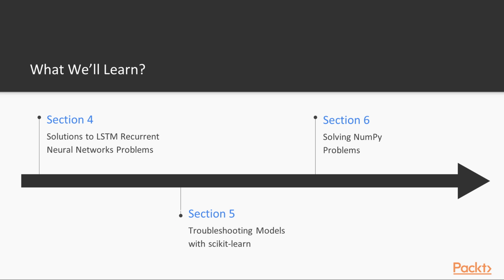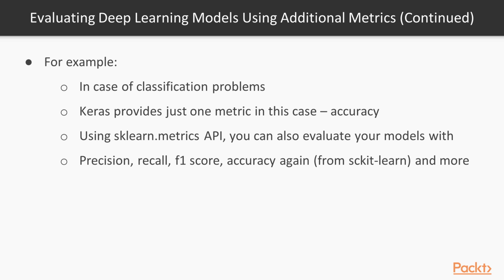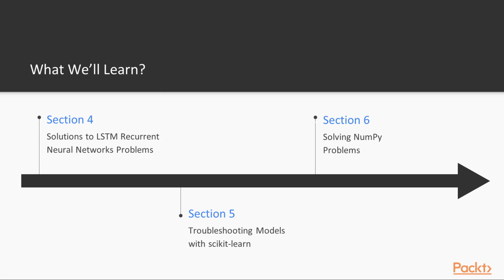Then after that, we'll look at section 5, where we'll look into a very traditional machine learning library, which is scikit-learn, and see what kinds of utilities are really useful in solving problems with deep learning models using this framework. It has a lot of utilities, a lot of tools that can help you actually make your deep learning models better. And we'll end with section 6, where we will talk about NumPy.